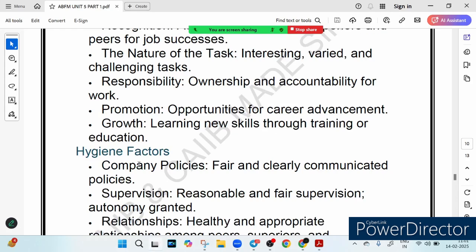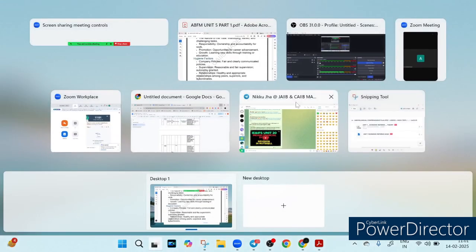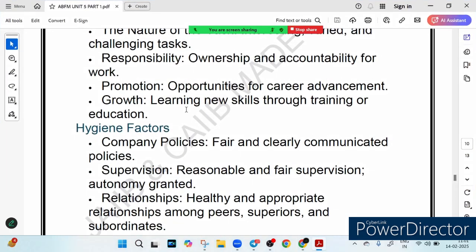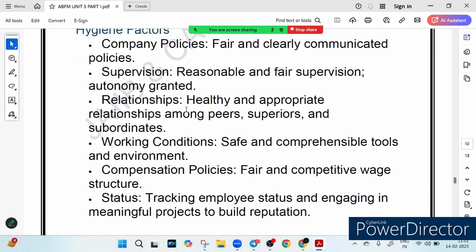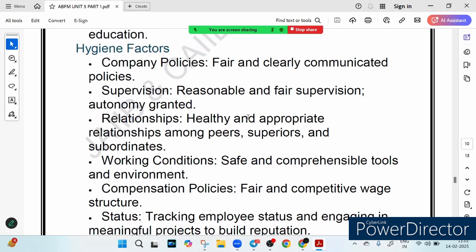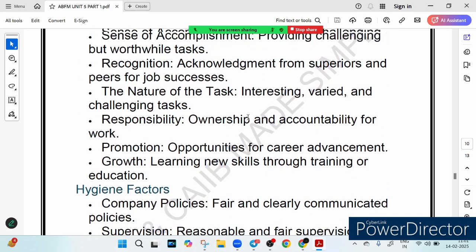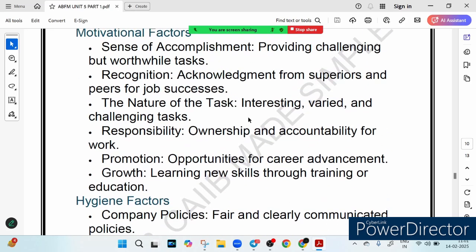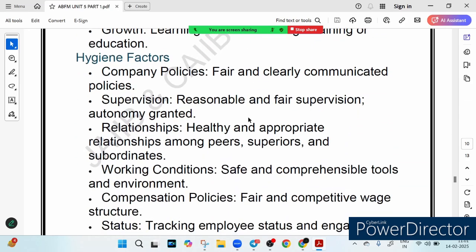Now we have the second factor that we call hygiene factor. So let's talk about the hygiene factor now. What is the meaning of hygiene factor? What stops you from hating your job? That is called hygiene factor. Motivation factor means what truly motivates you, what makes you love your job, like recognition, sense of accomplishment, nature of the task, responsibility, promotion and growth. But what stops you from hating your job?